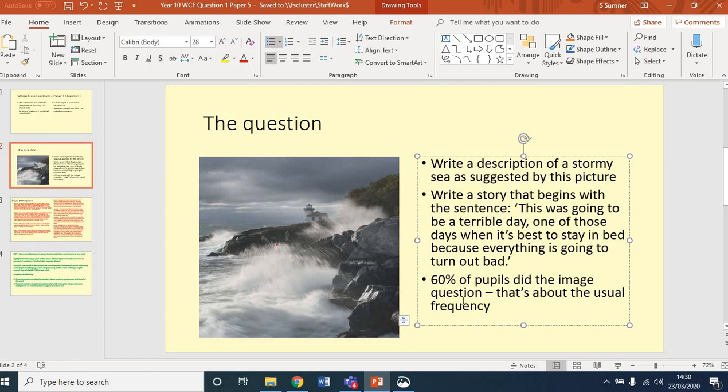60% of you did the image question. That's about the usual frequency nationally. Most people tend to do the image question. I think physically because it's just more distinctive, isn't it? When you open the exam paper, you've been looking at a text for the entirety of the rest of Paper 1, all of Section A, and then you have this kind of image, and I think the brain just naturally turns to it. But again, all of the pieces people produced were very interesting.